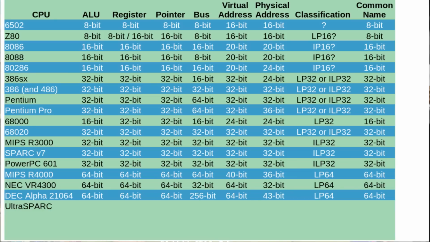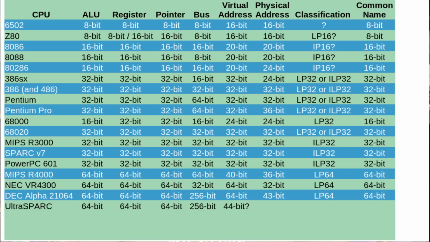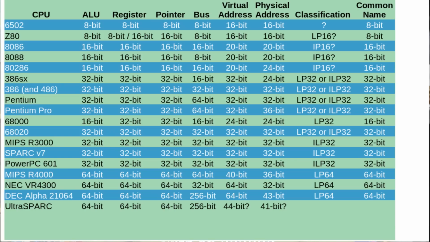The UltraSPARC, which was Sun's first 64-bit CPU, 64-bit ALU, 64-bit registers, 64-bit pointers. It also had a giant 256-bit data bus. I couldn't find documentation for the original UltraSPARC, but the documentation that I found for the UltraSPARC 2 said that it had a 44-bit virtual address space and a 41-bit physical address space, so that's what I'm going to put in the table. Again, LP64, 64-bit CPU.